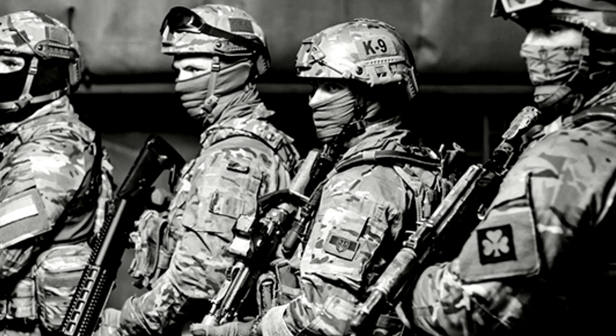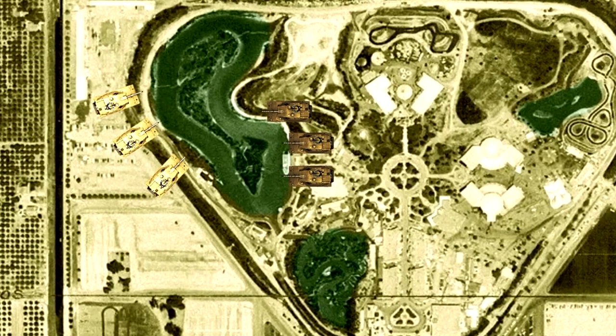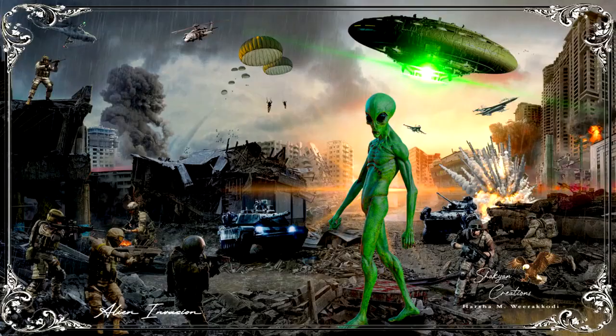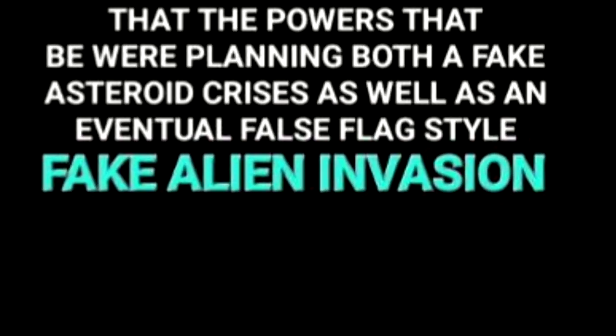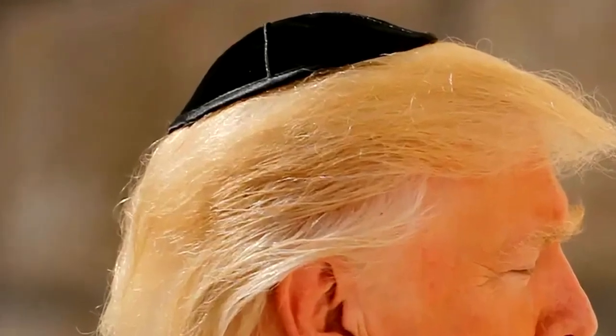What you need is some special forces who can fight off-planet, so to speak. And you can train them to counter an alien invasion. And that brings us back to Wernher von Braun. Oh, Trump really hates these guys.